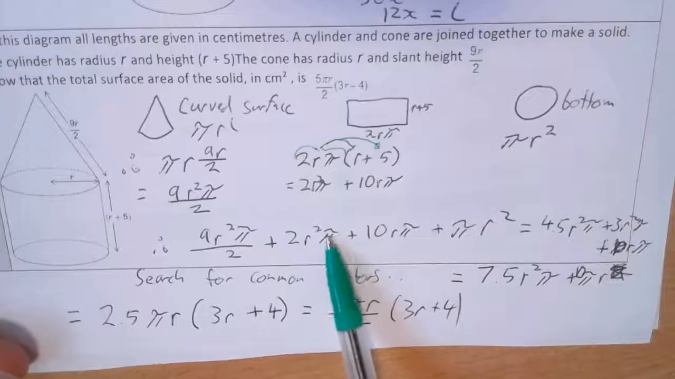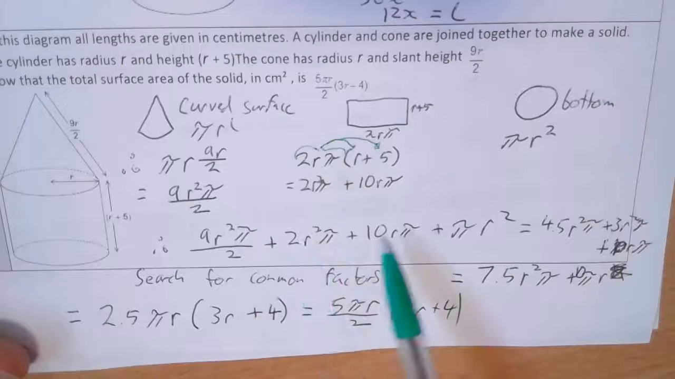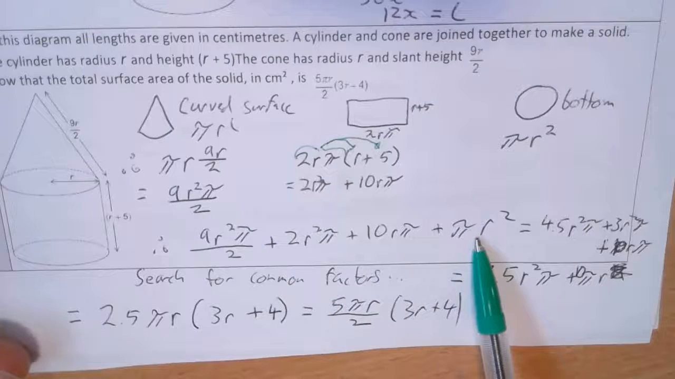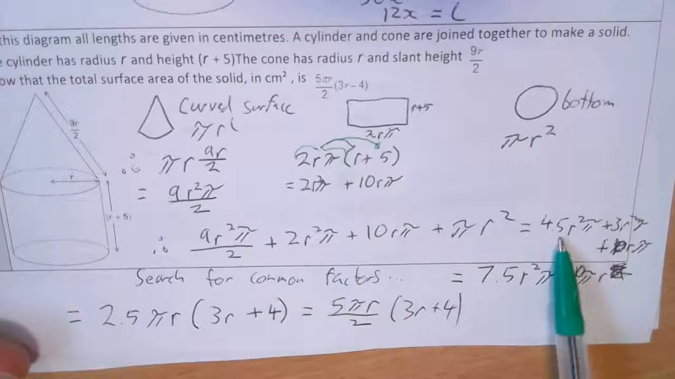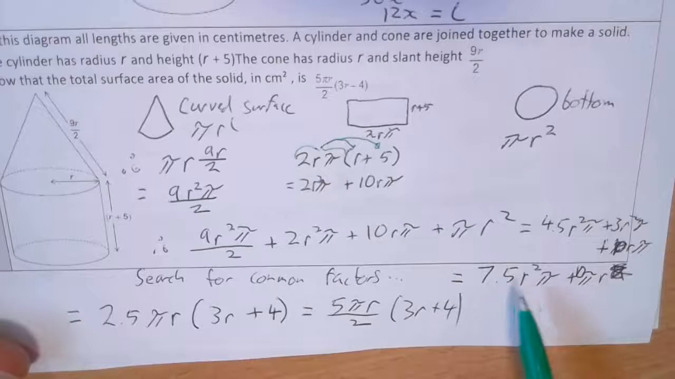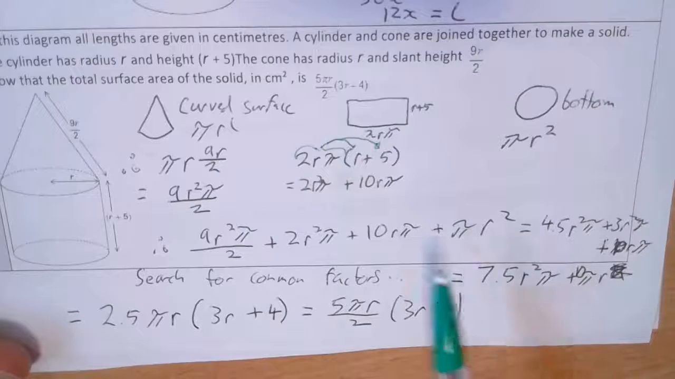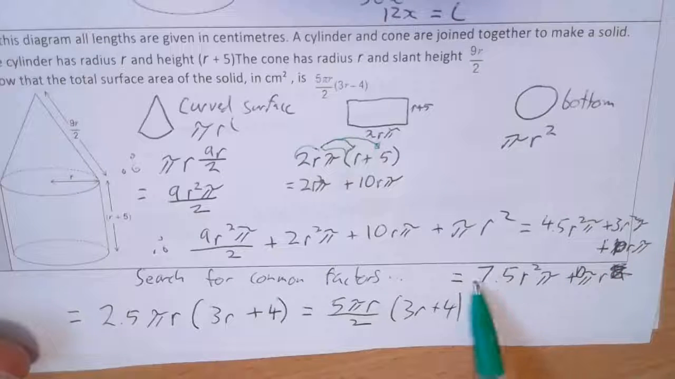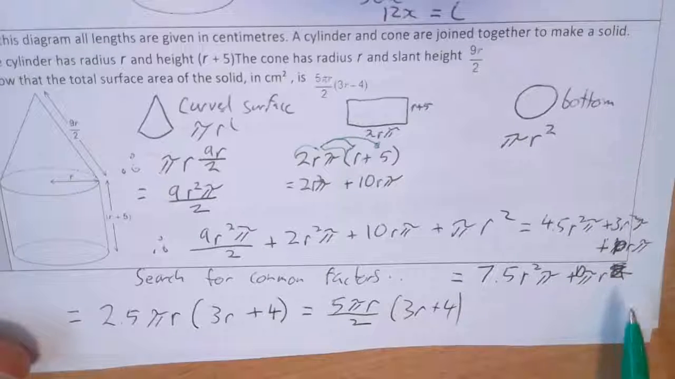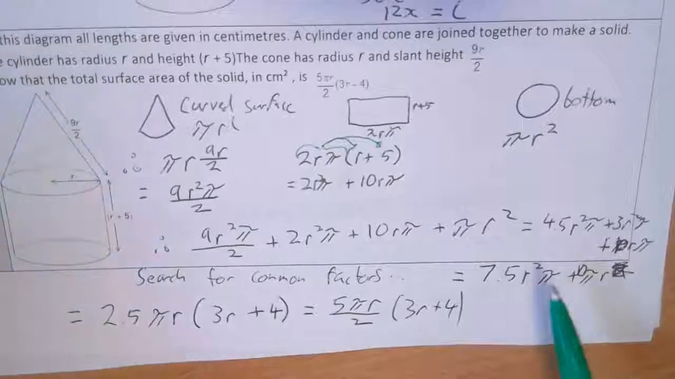These are all like terms here, aren't they? They're all to do with pi r squared. They're just different amounts of pi r squared. So all together, that's going to come to 7.5 r squared pi. And then I've still got this 10r pi here, so plus 10r pi. So I've got 7.5 r squared pi plus 10 r pi.